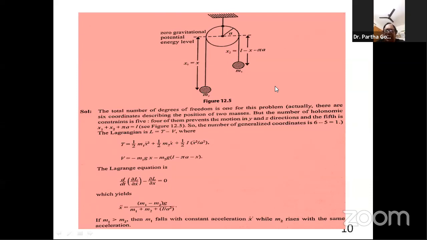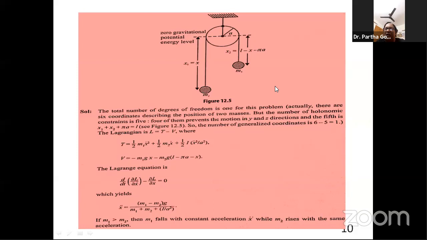These are the basics. Okay, now coming to the problem, I need to write the potential energy. As I said, to write potential energy, I need to fix the line of zero potential energy.